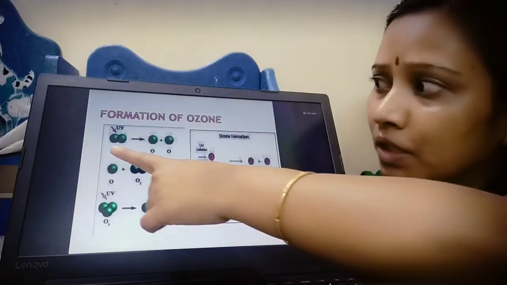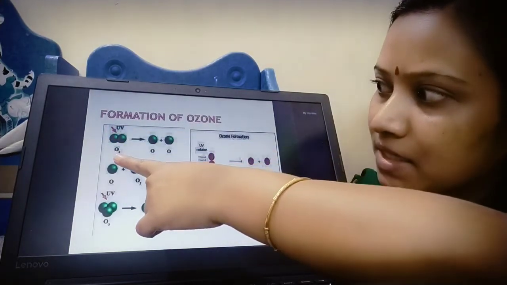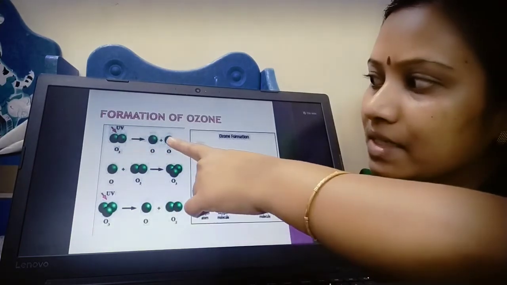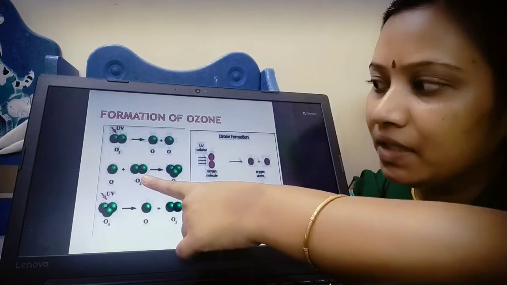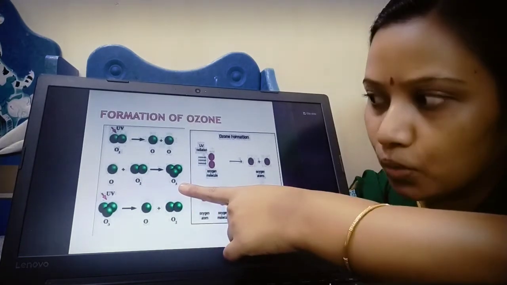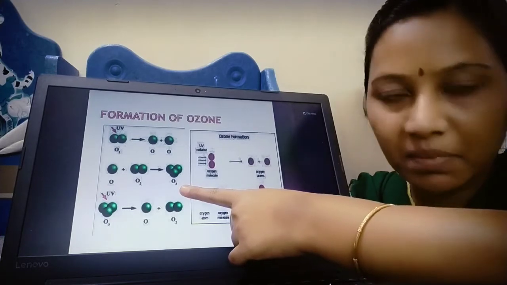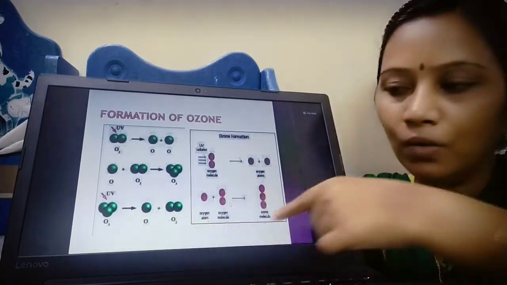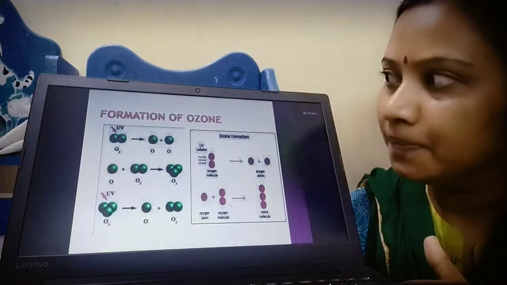As I told you, UV light breaks O2 into nascent oxygen. This nascent oxygen combines with the gaseous oxygen, that is dioxygen, to produce O3. But this O3 is unstable. When it reaches the lower atmosphere, it again breaks down to give you nascent oxygen and O2. So the cycle keeps happening.